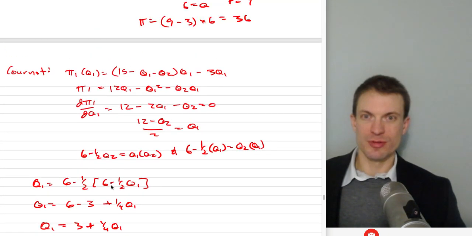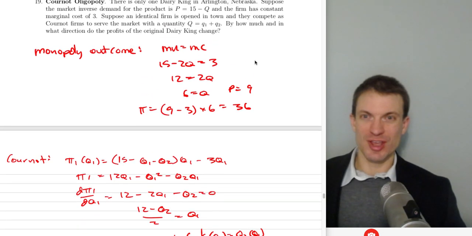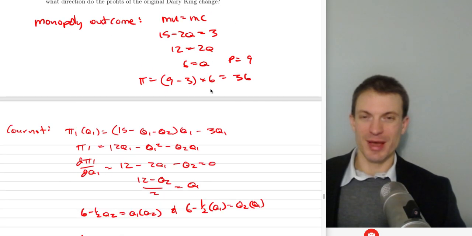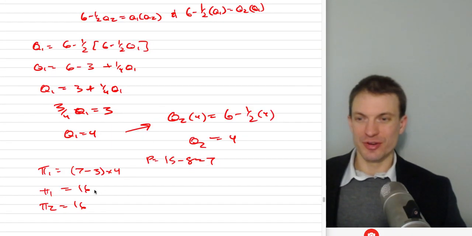How does that compare to the monopoly profits? Lower, right? So in which direction have profits changed? They've reduced. By how much? Well, so profits used to be 36. Now they're 16. So they reduce by 20.